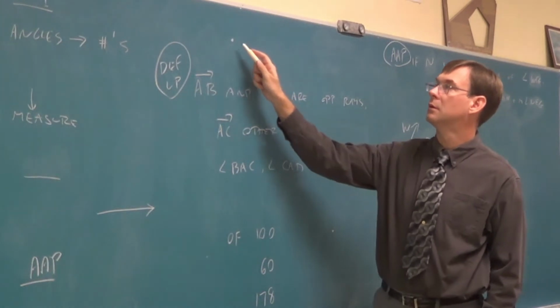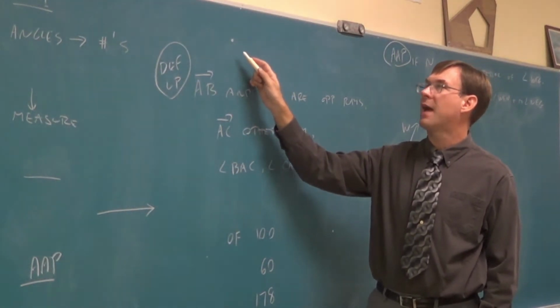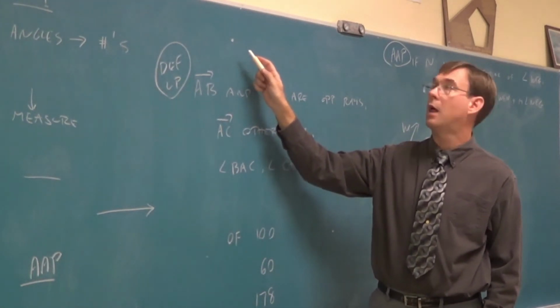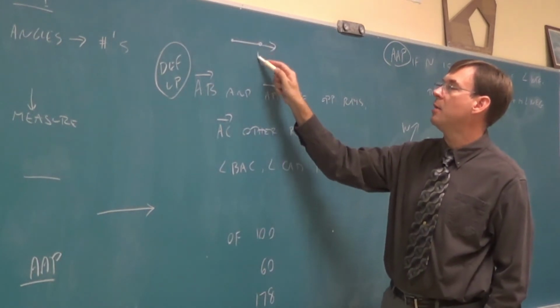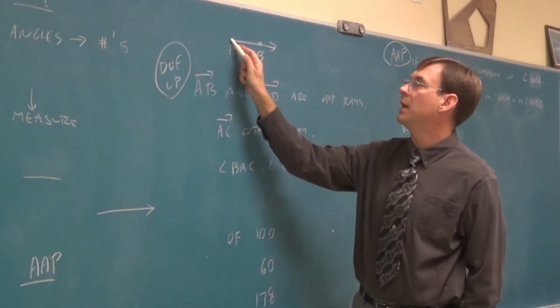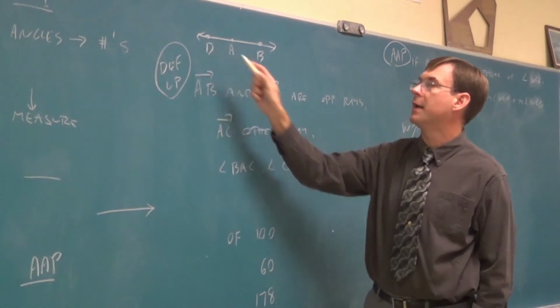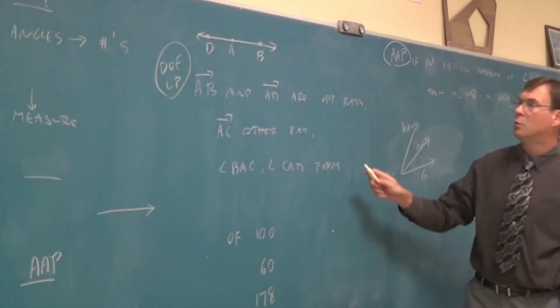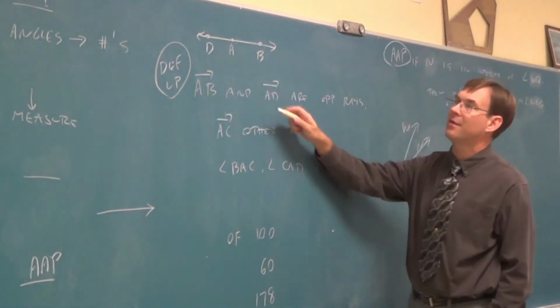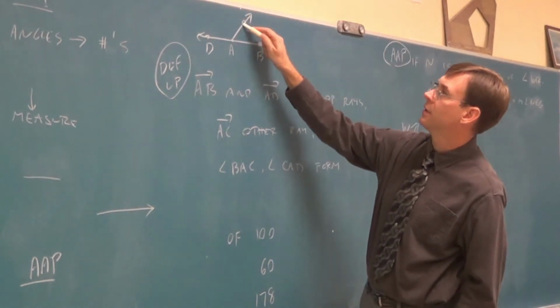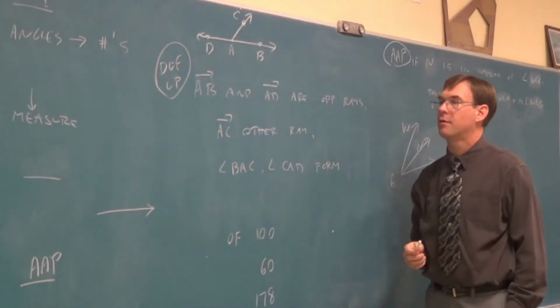A ray pointing to the other side. Yeah, and if I put them together, what's it going to look like? A line. This would be ray AB being an opposite ray to ray AD. We step in, AC is any other ray. So here goes, AC is any other ray.